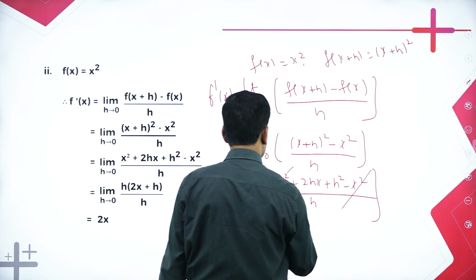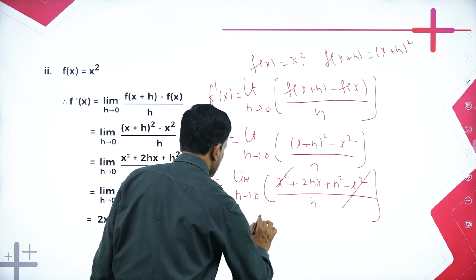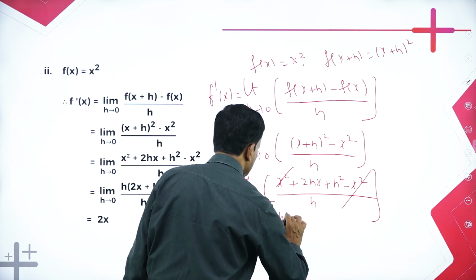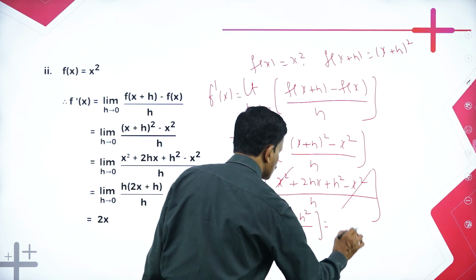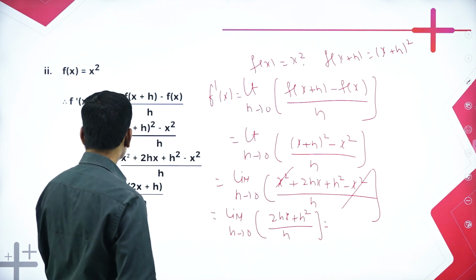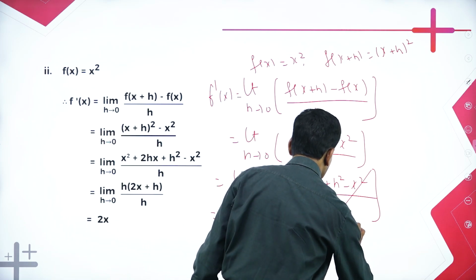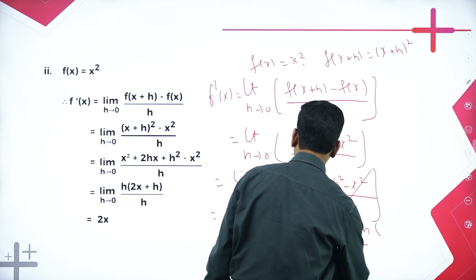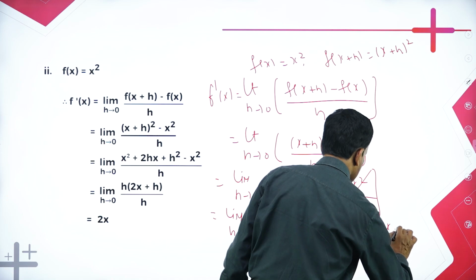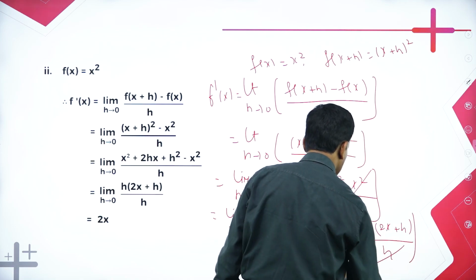So minus x square plus x square gets cancelled. What is left in the numerator? Limit h tends to 0 of 2hx plus h square divided by h. So this can also be written as, you can take the common factor. If you take the common factor, limit h tends to 0 of h is the common factor. What is left over is 2x plus h, divided by h. h and h gets cancelled.